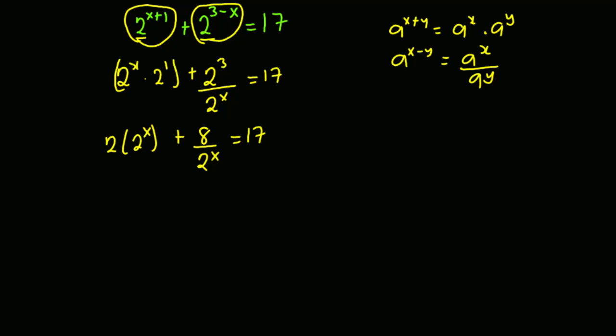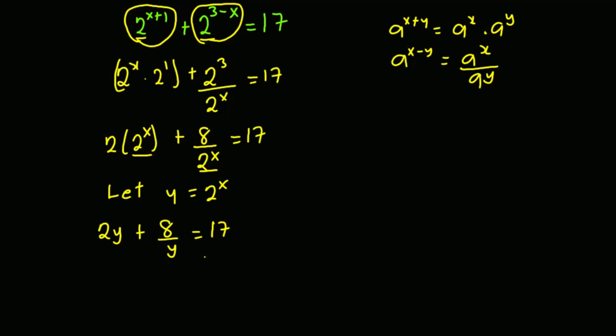What we are going to do here is let a different variable represent 2 exponent x. After that, we can use the value of the variable to find x. So let y be equal to 2 exponent x, so that it will become easier for us to solve for the value of x. Wherever I see 2 exponent x, I'm just going to replace that with y. So this gives us 2y plus 8 divided by y is equal to 17.